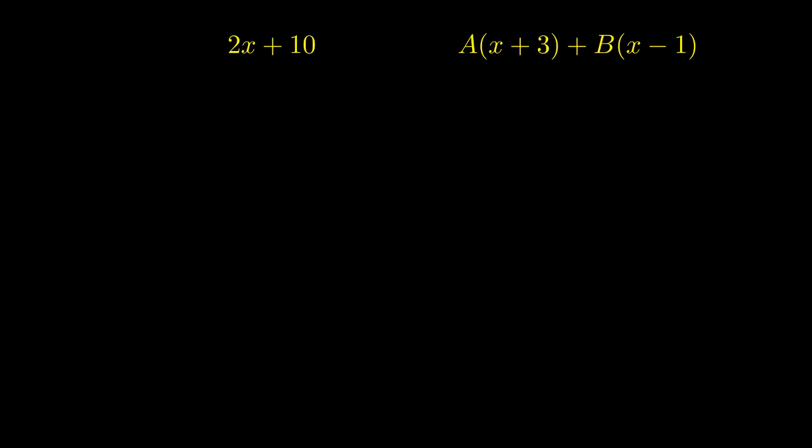How we do that is we're allowed to substitute any value of x we like into there. So we can try to eliminate the b by substituting x equals 1. That would zero out that whole b term. So if x equals 1, on the left we have 2 times 1 plus 10. On the right we have a times 4. So it'll be 12 equals 4a, so a must equal 3. Notice that the whole b term was zeroed out.